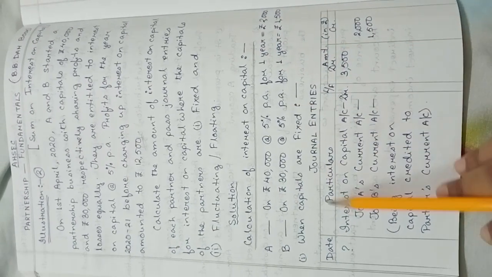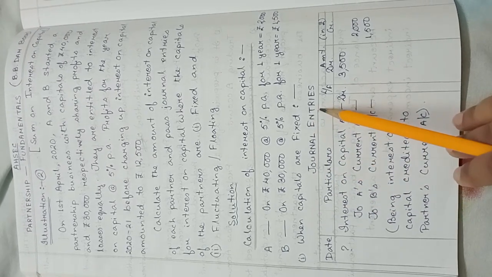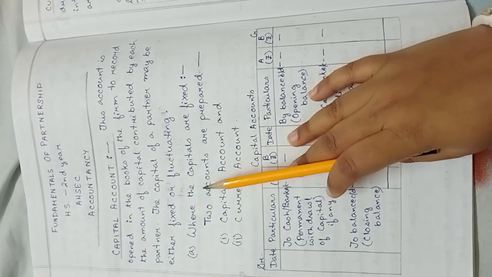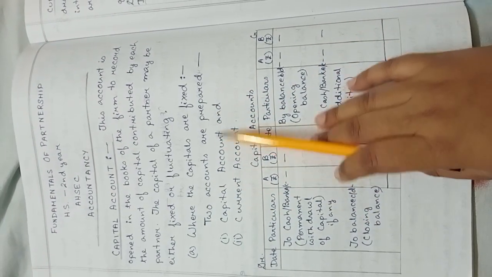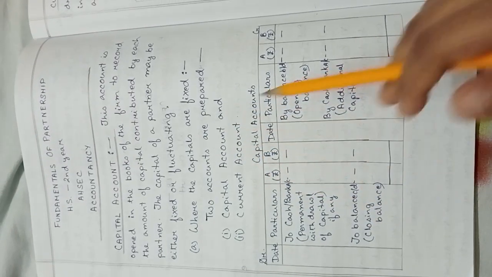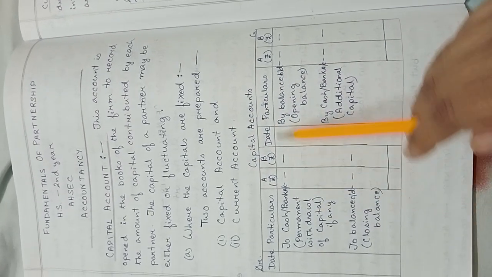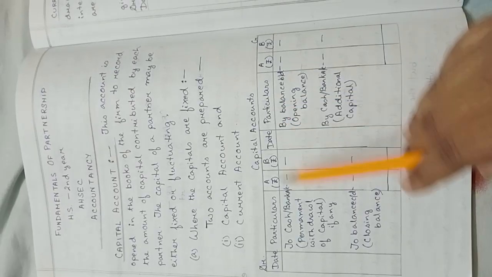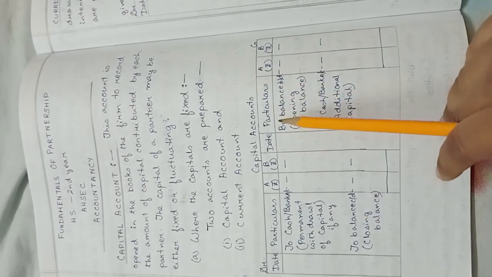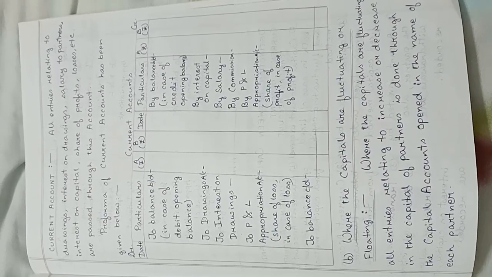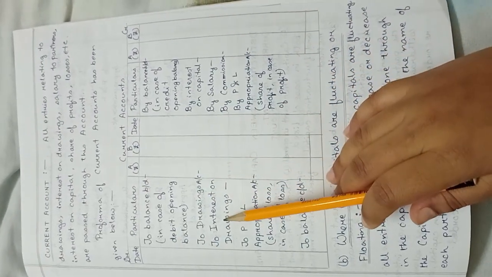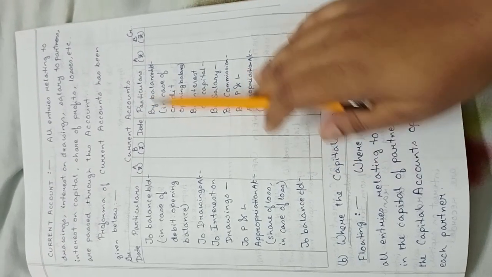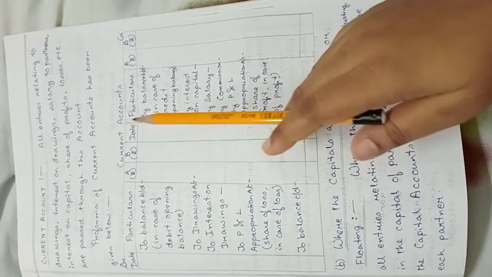Now you see, when capitals are fixed, the journal entries will be as follows. Here I have discussed the pro forma. When the capitals are fixed, two accounts are prepared, capital account and current account. In the capital account, whatever amount of capital is introduced and withdrawn is entered, and in the current account, the interest on capital is entered on the credit side of the current account.